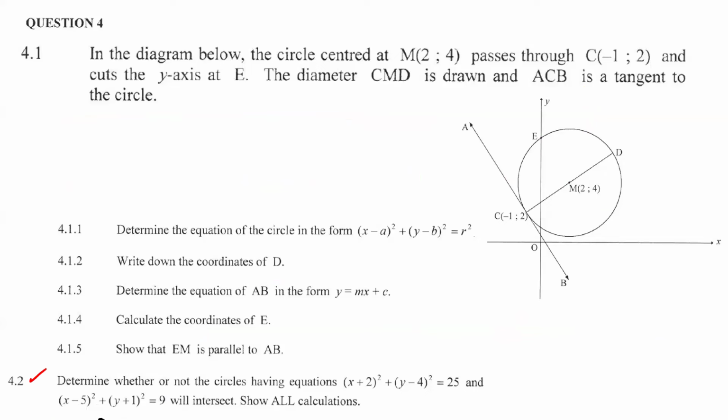So now, to show that two circles will intersect, we proceed as follows. Right, so now these two circles themselves have centers. So the circles.